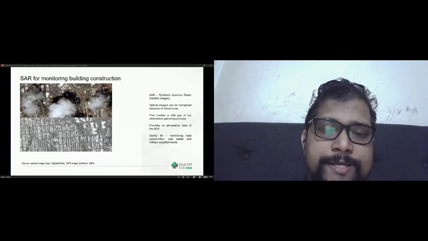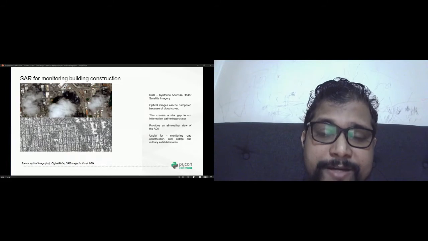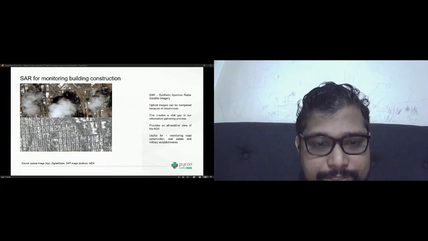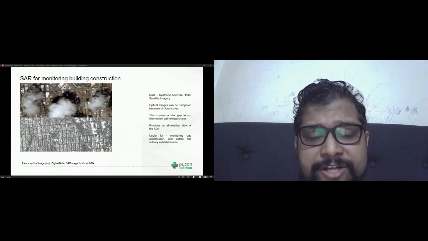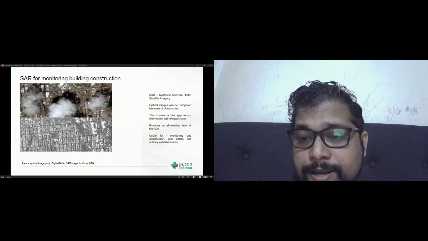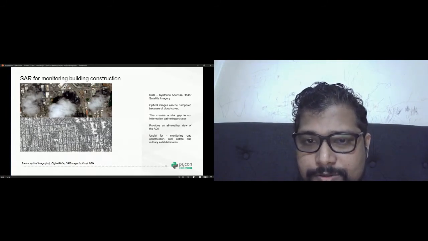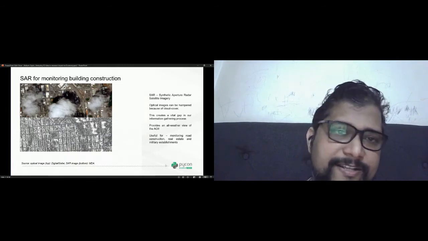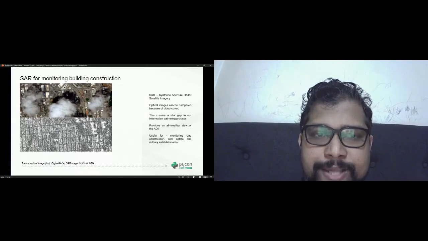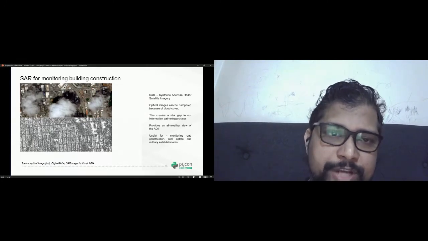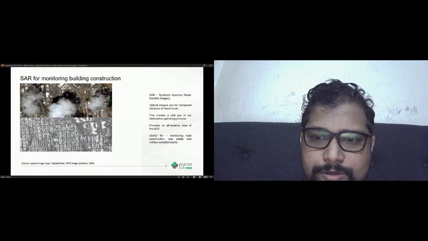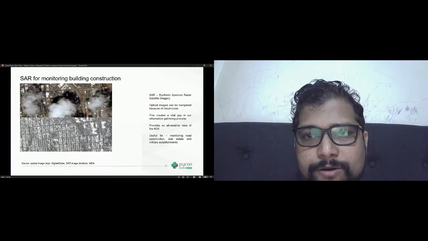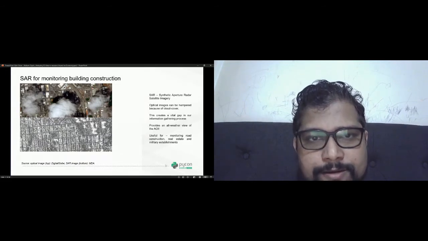But SAR, or a synthetic aperture radar image, can penetrate this cloud cover and provide us an all-weather view of the area of interest. This is useful for monitoring road construction, real estate, and defense establishments. As you can see, the concrete used in construction has a very specific dispersion characteristic, which helps it differentiate from the background. So we used this characteristic to identify and monitor the deployment of a field hospital near Valencia in Spain.